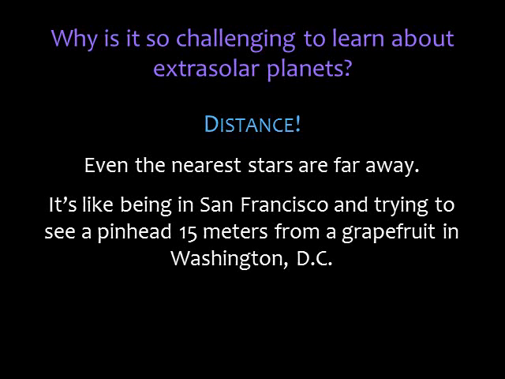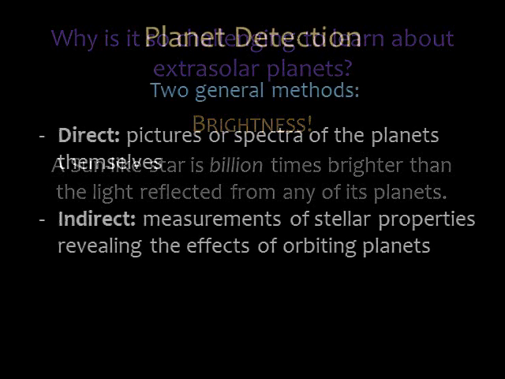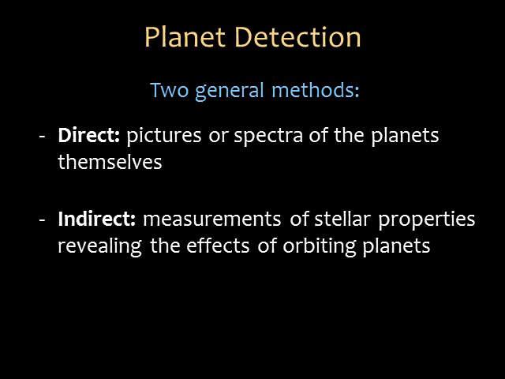It's not so easy. The second challenge is how bright the stars are compared to their planets. A sun-like star is a billion times brighter than the light reflected from any of its planets, so imaging a planet next to a distant star is also quite difficult. But human ingenuity has prevailed, and we've come up with clever ways to look for extrasolar planets despite the challenges.